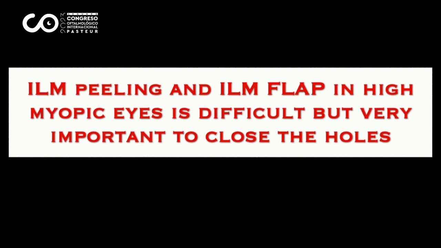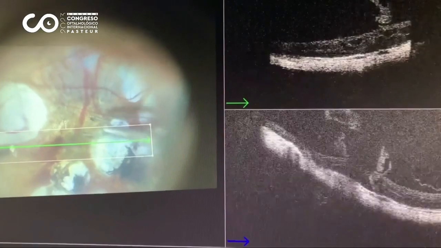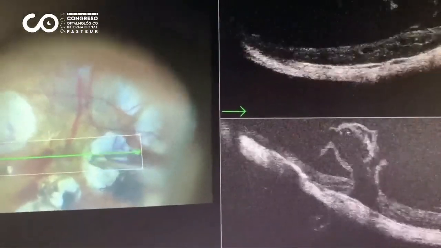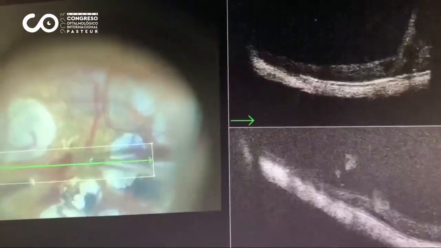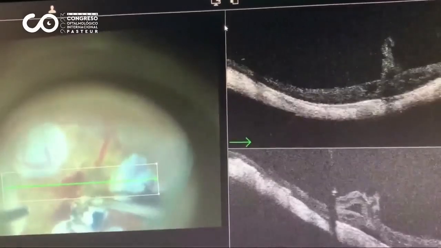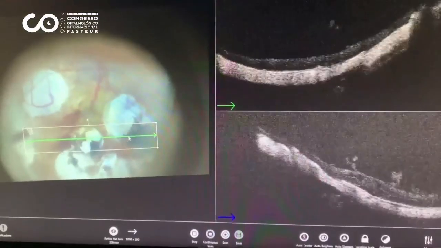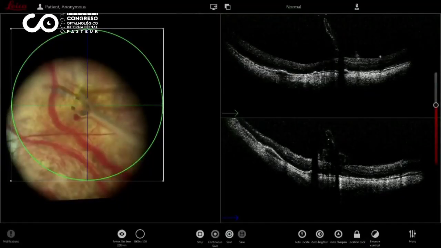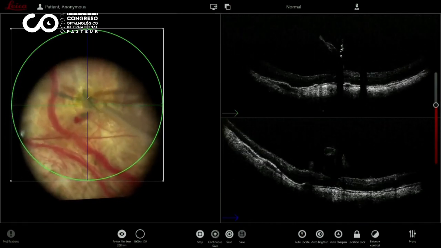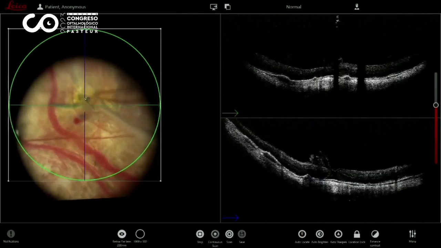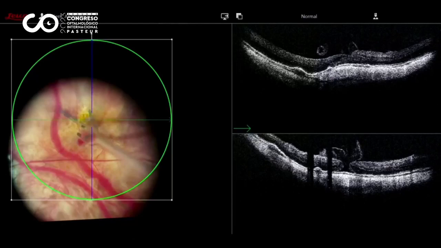ILM peeling is very important, although it is very difficult to perform in these eyes where there is no contrast, and it is difficult to see the hole and to see the ILM. You see another example where OCT as well as staining are extremely helpful.